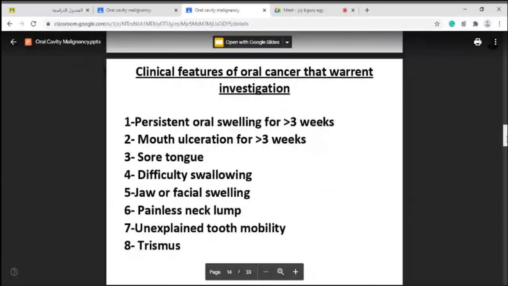What are the clinical features of oral cancers that warrant investigation? If the patient has an oral swelling anywhere in the mouth, in the tongue, in the floor of the mouth, in the buccal cavity, lasting more than 3 weeks, this swelling needs excisional biopsy and histopathological examination. This is number 1. Number 2, if the patient has mouth ulceration for more than 3 weeks, this is also very important and very risky because this ulceration may be due to carcinoma. So it needs investigation, MRI and other investigations, and may also need incisional biopsy.